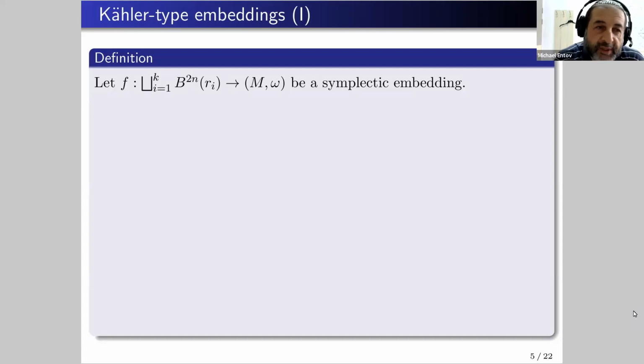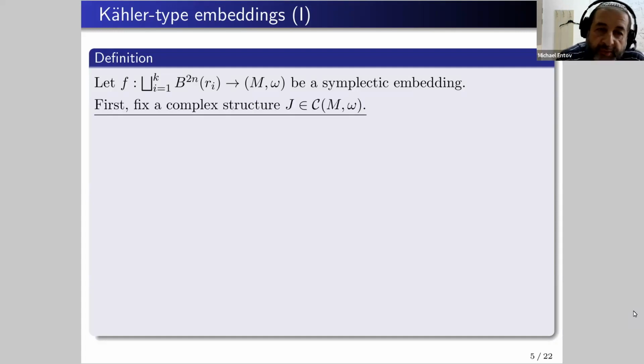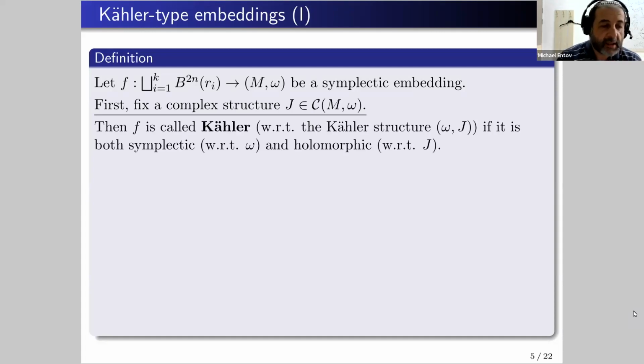So we start with some symplectic embedding denoted by F. Now, first, let us fix a complex structure J compatible with omega. So in this case, omega and J together define a Kähler structure. That's the first situation. In this case, such a symplectic embedding is called Kähler or Kähler isometric if it respects both structures, both the symplectic one and the complex one. So it means that it's both symplectic with respect to omega and holomorphic with respect to J. Such embeddings are called Kähler or Kähler isometric.